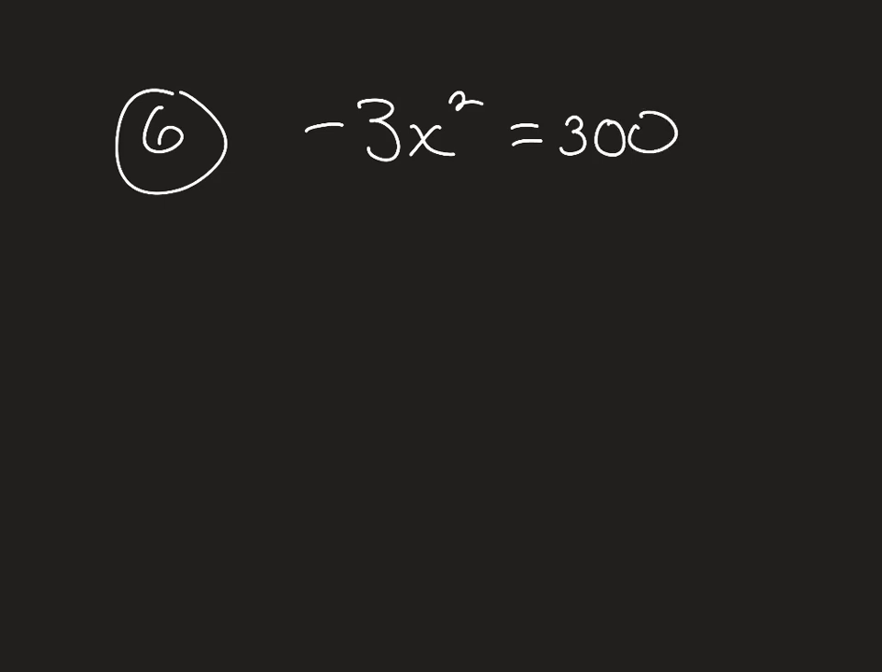So let's see. I have -3x squared equals... nope, sorry, equals 300. I read the wrong problem. So I have to get my x squared alone. So I'm going to divide by a -3 and divide by a -3.